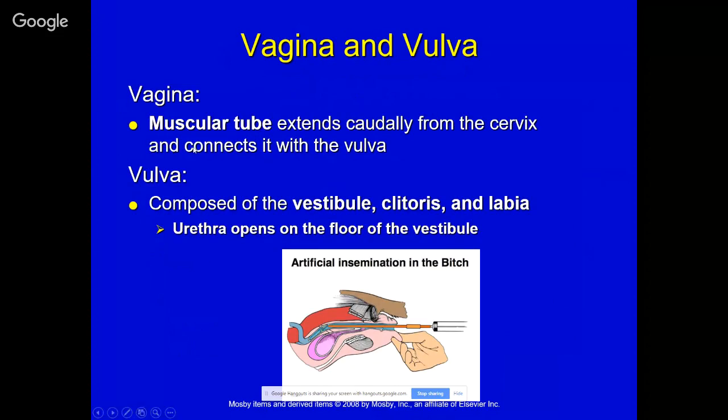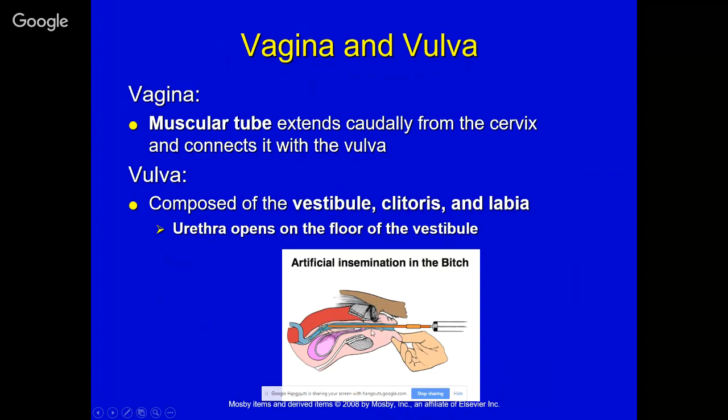The vagina is a muscular tube that extends caudally from the cervix and connects it with the vulva. The vulva is composed of the vestibule, the clitoris, and the labia. The labia are the lips on either side. The vestibule is the opening in the middle, and the clitoris is within, and it's just above the urethra, typically. The urethra opens on the floor of the vestibule.